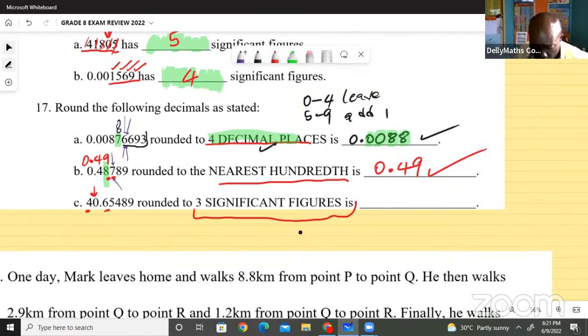All right, very good, Isaiah. Right, that's what I'm saying. Very good answer, Isaiah. So then let's look at this one now.